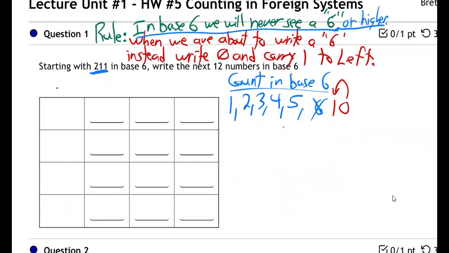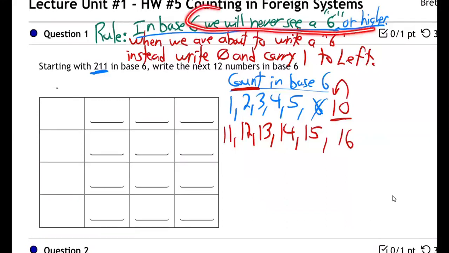So next would come 11. So then you just go back to adding 1. After 10 comes, rather than say 11, I'm going to say 1, 1, and then 1, 2, 1, 3, 1, 4, 1, 5. You just go like normal, just keep adding 1. I'm just counting, right? I'm just going up by 1 every time. Next comes 1, 1, 6, but oh no, here it kicks in again. We're never going to see a 6 or higher. We're never going to see a 6, 7, 8, or 9 in base 6.